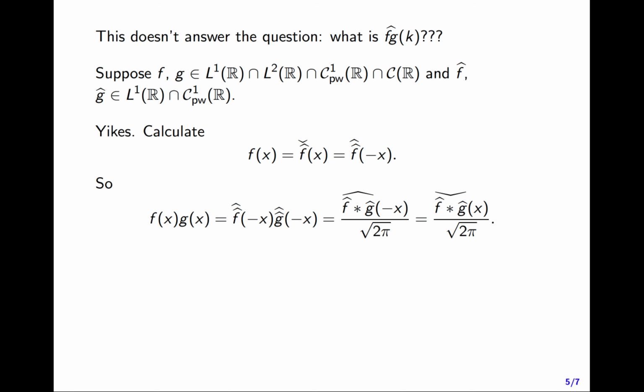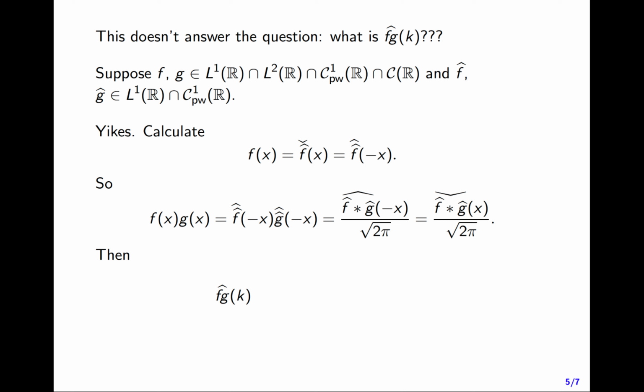But in this most recent Fourier transform, I'm evaluating it at minus x, so I can turn a hat into a check and get rid of the minus x. So what do I see? F of x times g of x is f hat convolved with g hat inverse Fourier transformed at x over root 2 pi.